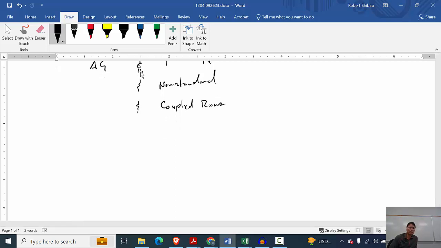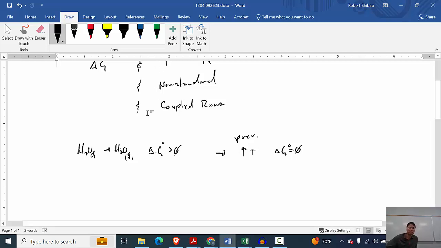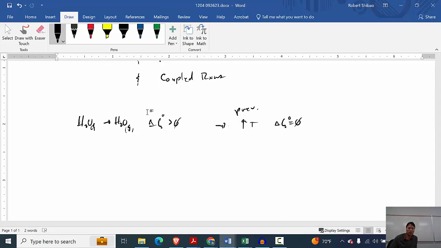So we did this for H2O liquid to H2O gas. We saw the delta G is positive, so it's non-spontaneous. But we saw from a previous calculation that we could increase the temperature, and what we can do is get delta G equal to zero under standard conditions. Okay, what if increasing the temperature wasn't an option? Then what we could do is try a non-standard condition at 298. And so we'll just do a delta G under non-standard conditions at 298.